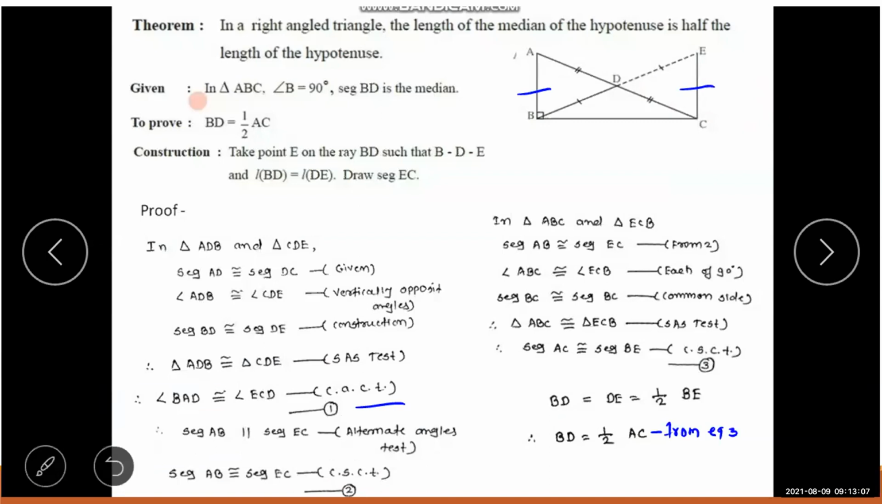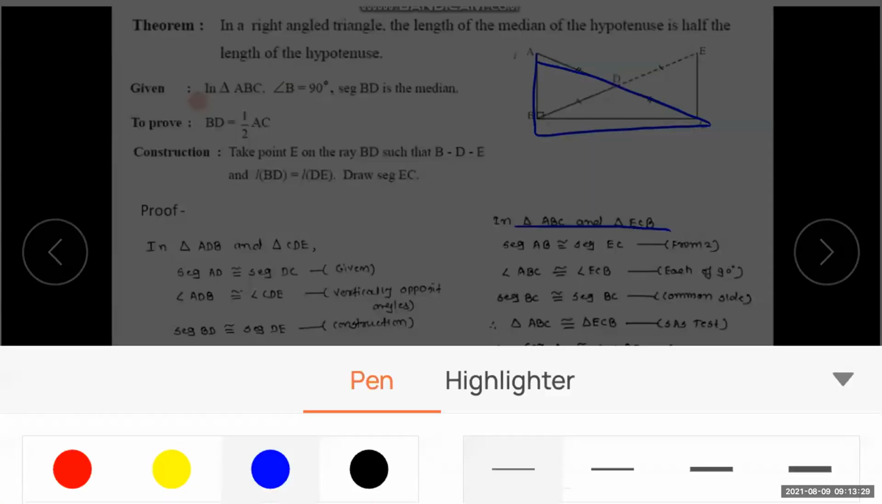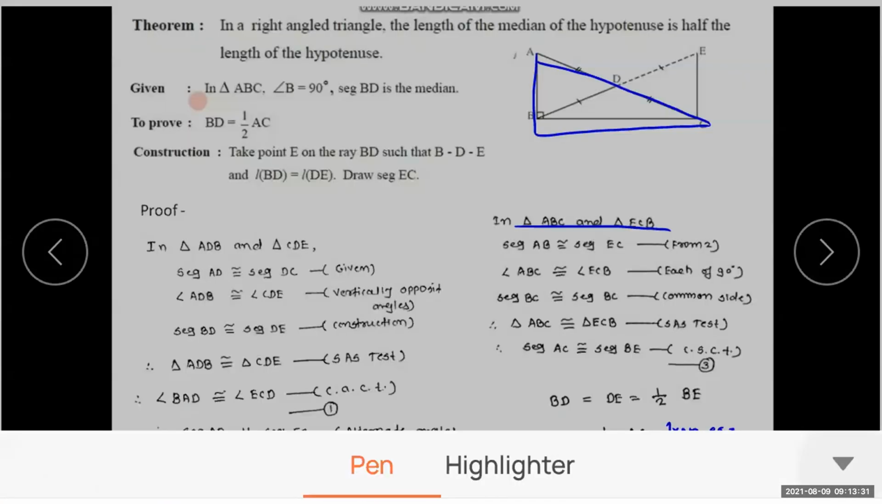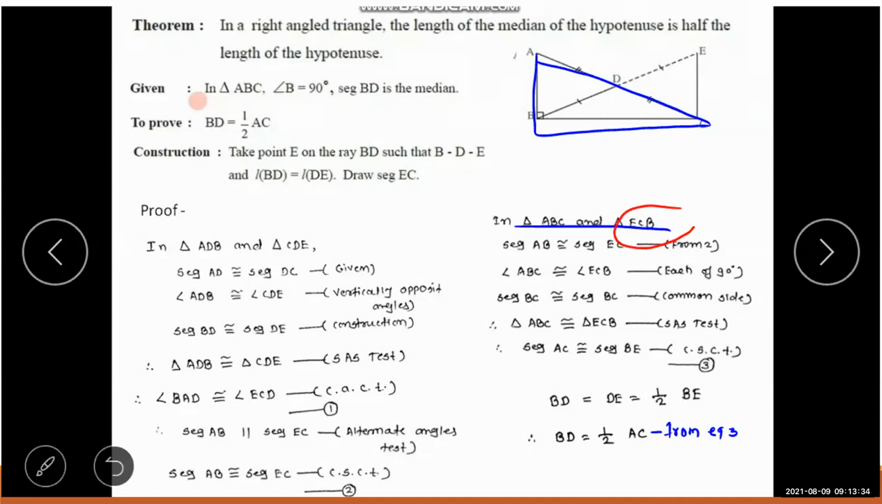Now we have to assume the next pair of triangles, that is triangle ABC and triangle ECB. Triangle ABC means this larger triangle ABC, and another triangle we have to take, that is triangle ECB. That means EC and this B. These two triangles now we have to take.